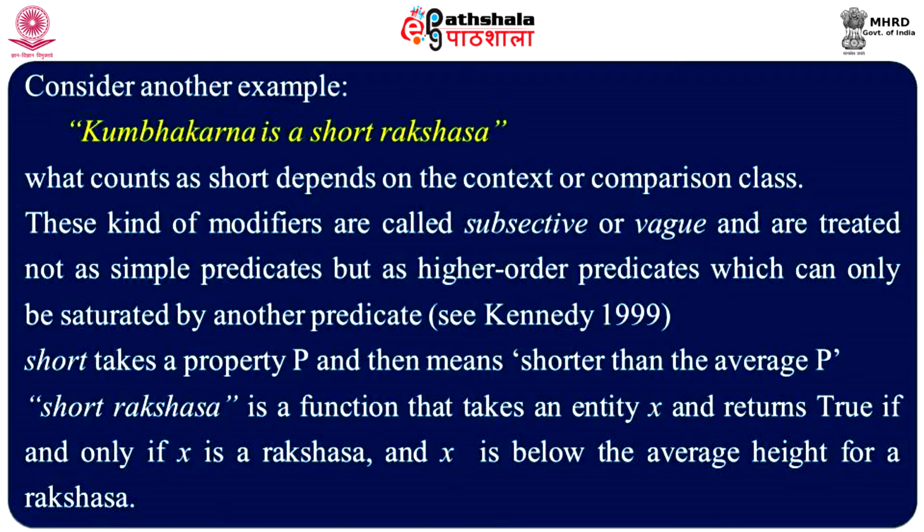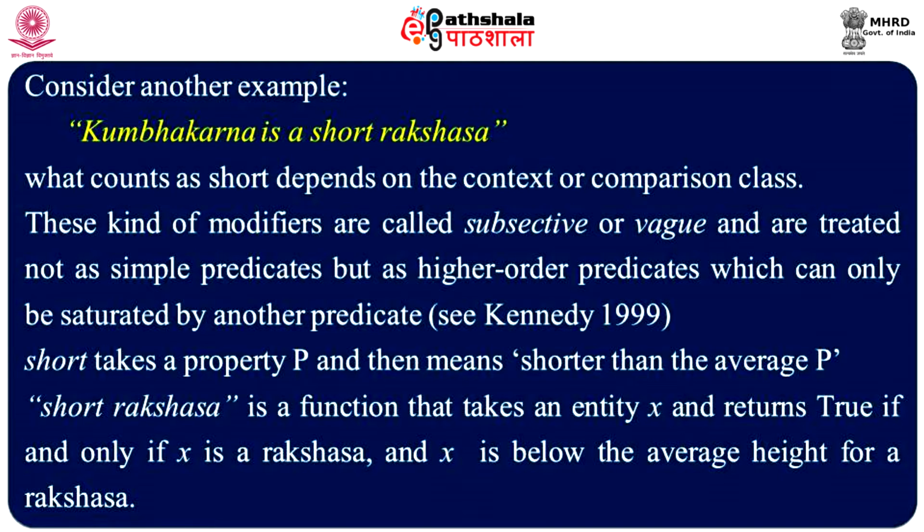By itself, the meaning of these predicates can't function as the main predicates of a sentence, as it can only be saturated by a property, not by an individual or entity. So, short takes a property P and then means shorter than the average P. So, short Rakshasa is a function that takes an entity x and returns true if and only if x is a Rakshasa and x is below the average height for a Rakshasa.